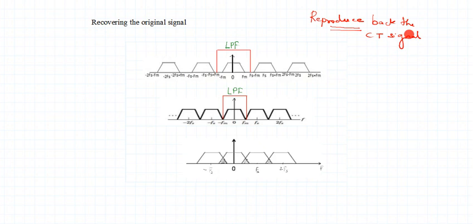So look at the first case. We know that this was the case when we had satisfied the sampling theorem, when the sampling frequency was larger than twice of Fmax. Now if we place a simple low pass filter here, this is a low pass filter with a cutoff frequency greater than Fm and less than Fs.